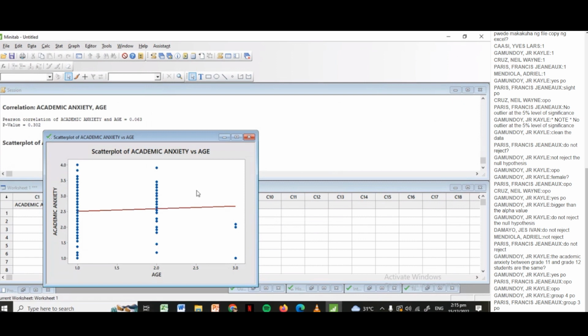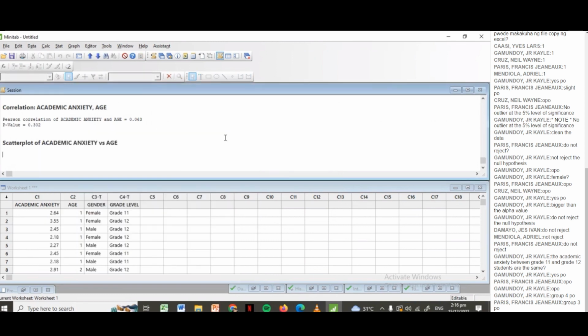So as you can see, it's very scattered. Okay? So kasi hindi naman talaga yan interval data. That is just a nominal data na kinode natin. Kaya siya naging interval. But that is the process, no, of determining the correlation of your interval or your ratio data. Okay?